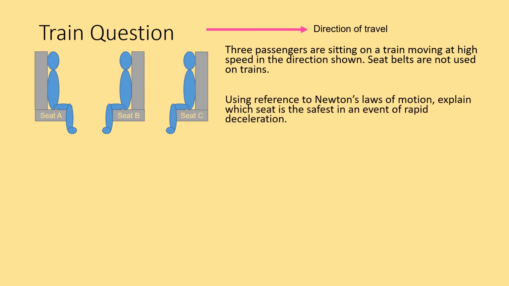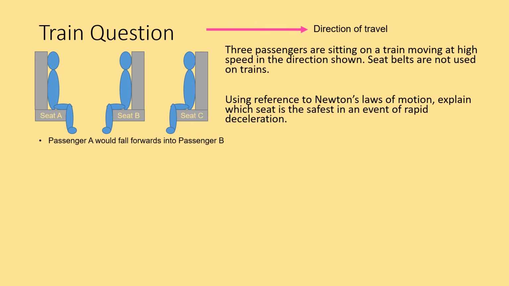So using reference to Newton's laws of motion, explain which seat is the safest in an event of rapid deceleration. Okay, which one of these 3 is going to be the safest in the event of a rapid deceleration? The train all of a sudden slams on its brakes, something blocking the line, and it's going to stop suddenly. Well, it's not going to stop suddenly, but it's going to decelerate rapidly. Pause the video, and I want you to try and work out which of these seats is going to be the safest.